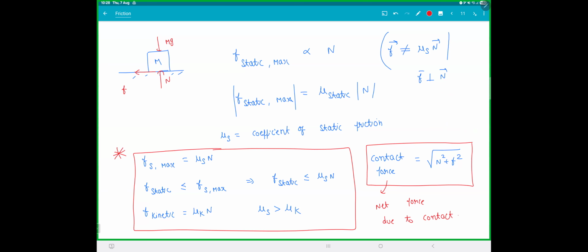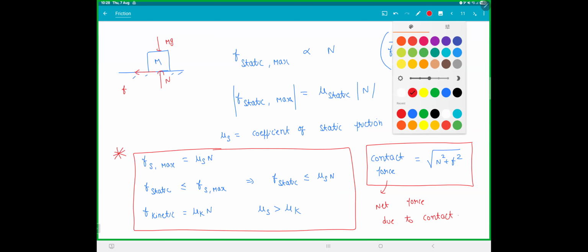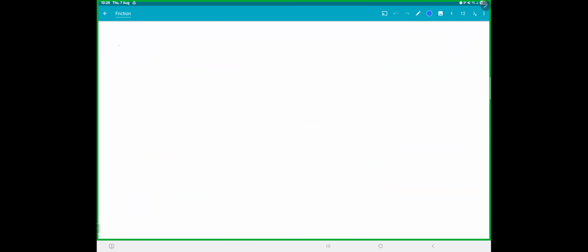Clear with this? Let me show you with an example what this means. Listen to this example. Let's say we have a block here of 5 kg, and let's say the friction coefficient mu is 0.5. And let's say someone is applying 5 newtons. What will be the friction on the block?